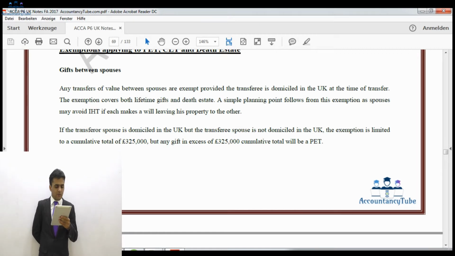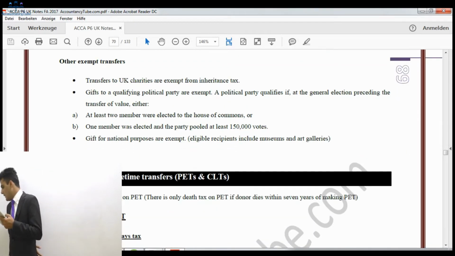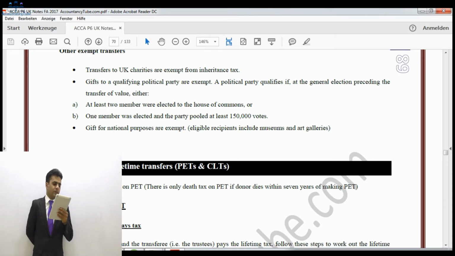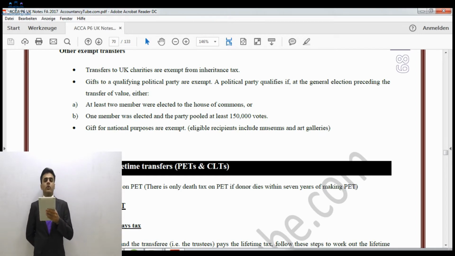Right, on the next page, if you see, there are some more exemptions as well, on page number 68, I think. Yep, 68. So there are other exemptions. The transfers to UK charities. So first exemption was when we are transferring to the spouse. So that is one exemption. As I said, there will be 4 of them total. So when you transfer to UK charities, that will be exempt as well. Gifts to qualifying political parties are also exempt.